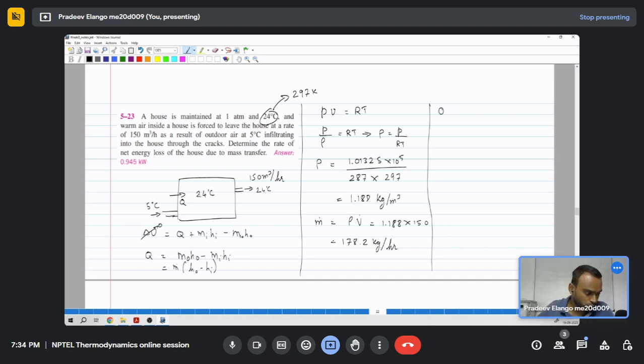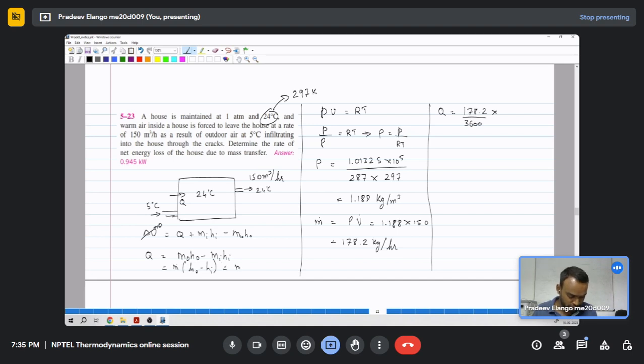To calculate Q, we have m dot into change in enthalpy. Now m dot is 178.2, and this is in kg per hour. So to convert to kilogram per second, we need to divide by 3600. And for the enthalpy in and out, we can have Cp into delta T.